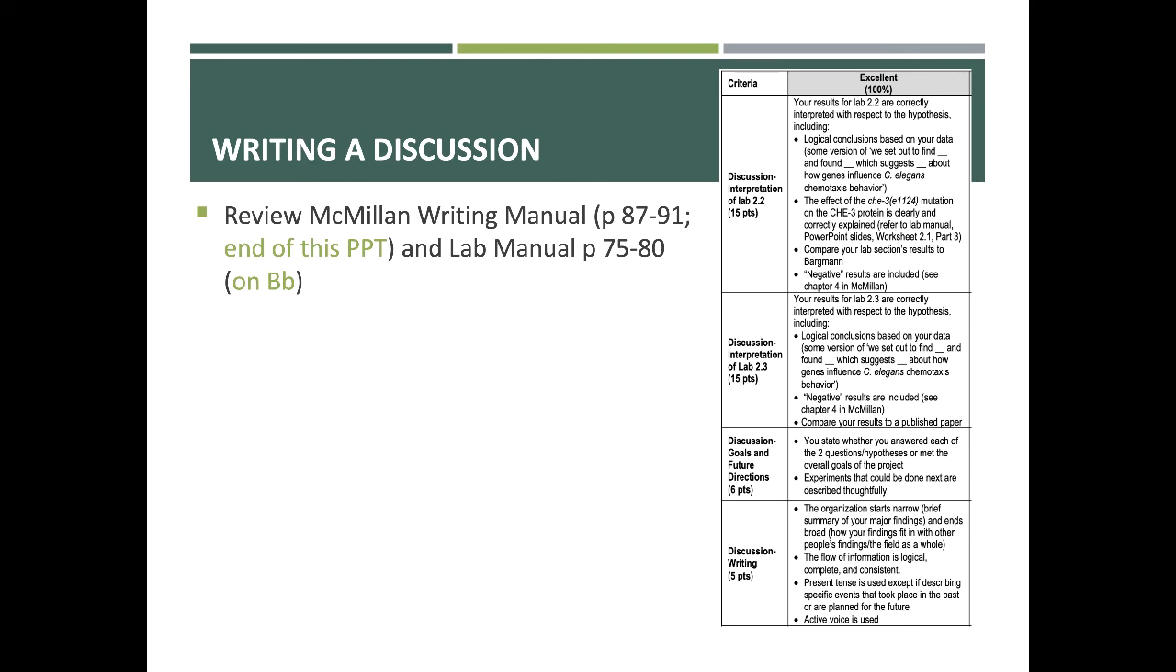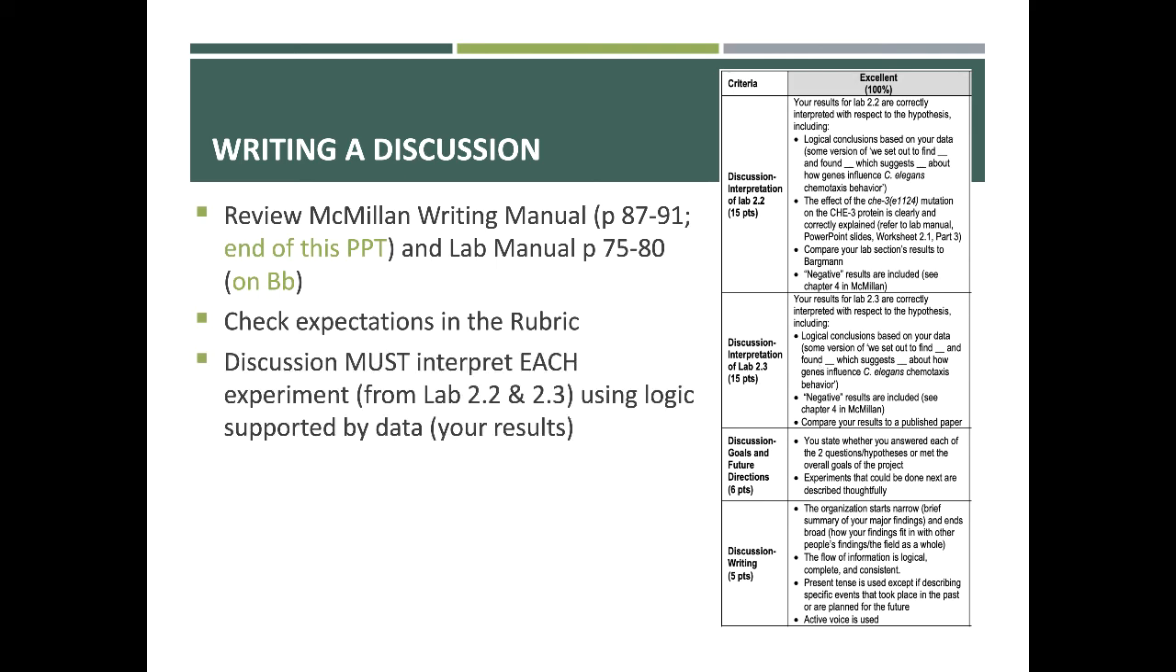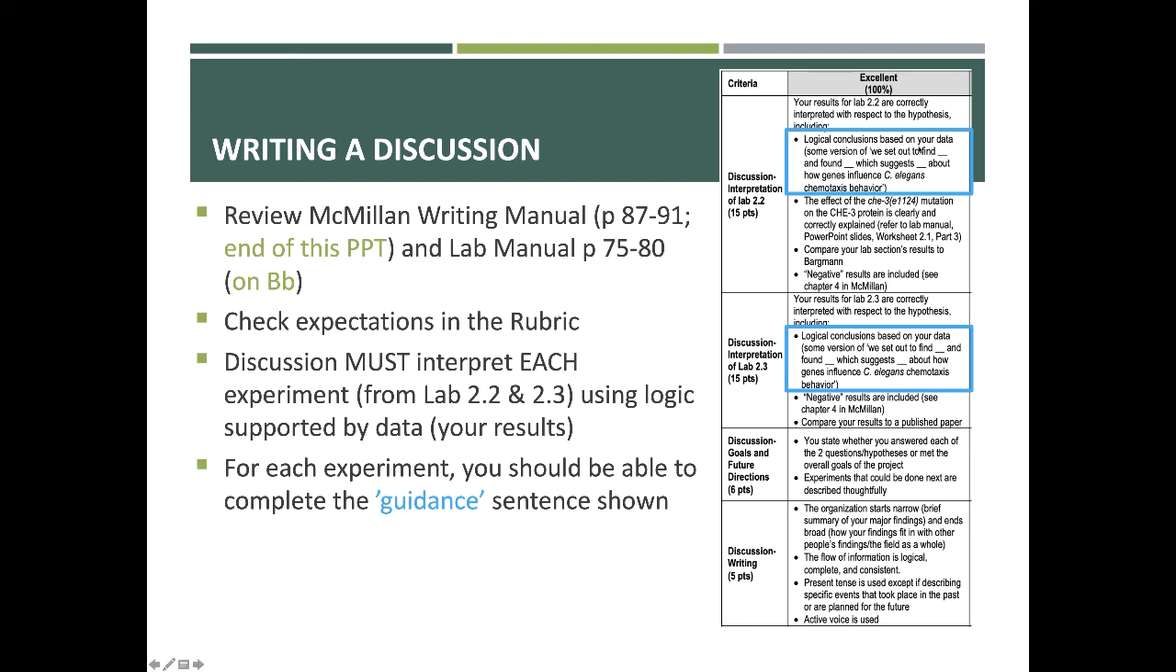Also look in the lab manual, pages 75 to 80, and look at the rubrics. So here's the section on discussions, and I'm showing what you need to do to get 100% on these discussions. Your discussion must interpret each experiment, that is lab 2.2 and 2.3, using logic supported by the data. For instance, maybe the experiment that was designed for 2.3 came forth because of your results in 2.2. So for each experiment, you should be able to complete these sentences in these boxes. We set out to find blank, and we found blank, which suggests blank about how genes influence chemotaxis behavior. So this is just a guide to help you think about how the discussion should be written.